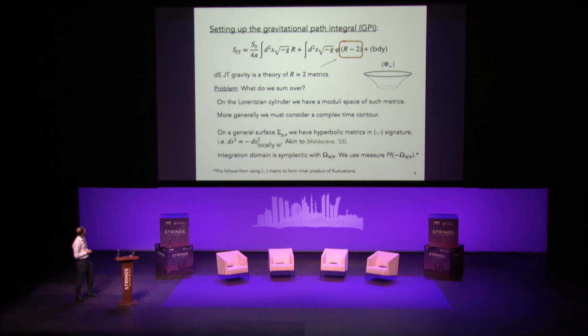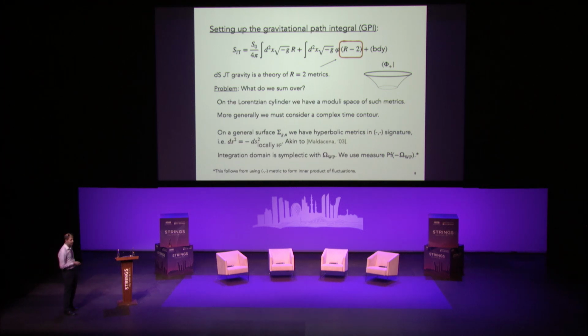Right, so we have boundary conditions. Now we want to sum over metrics subject to these boundary conditions. And in de Sitter JT, we're talking about a theory of R equals 2 metrics, so we want to sum over R equals 2 metrics with those boundary conditions. However, if you've ever played with these, there's a real paucity of Lorentzian, non-singular R equals 2 metrics. On the cylinder, there's a whole moduli space of them, but even on the disk, there's no such metric.